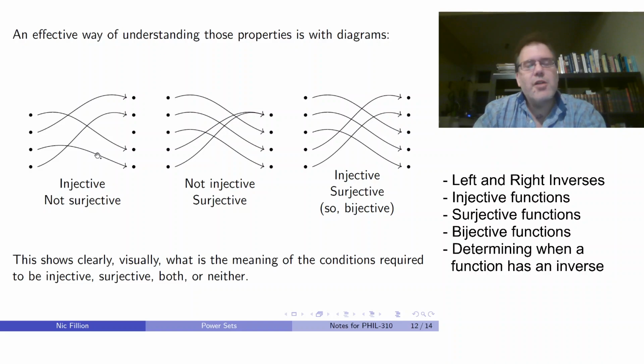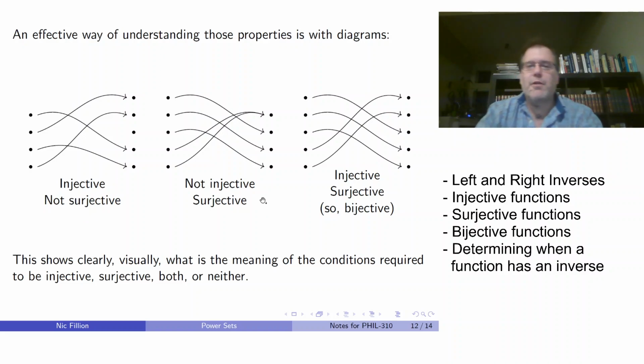On the other hand, it's not surjective because there's one element of the codomain, the third one, which isn't mapped onto by any single element of the domain. Okay, so that function here would be injective but not surjective.